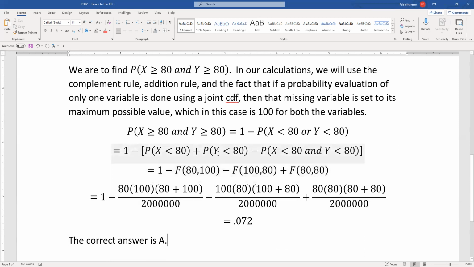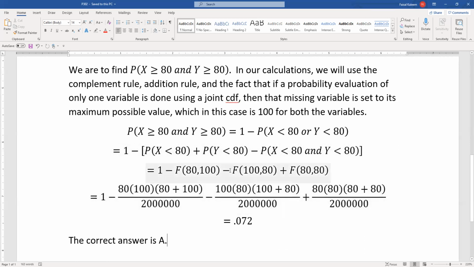And similarly, the probability Y less than 80 would be the big F of 100, 80, because now we are letting X be its maximum value, which was also 100. And Y is, of course, 80. And then when X is less than 80 and Y is less than 80, then both X and Y are 80. So it's F of 80, 80.